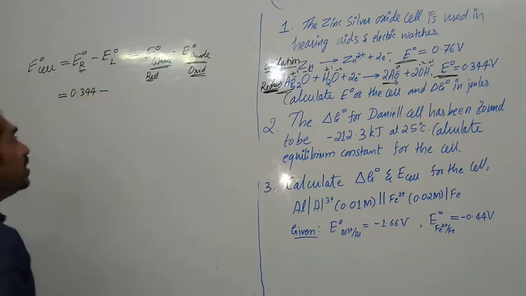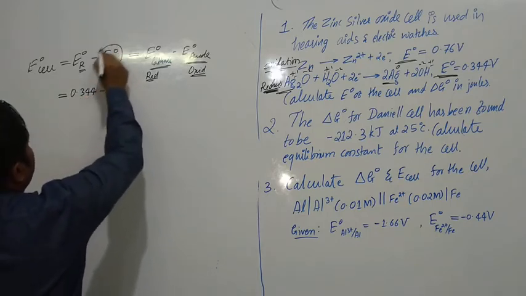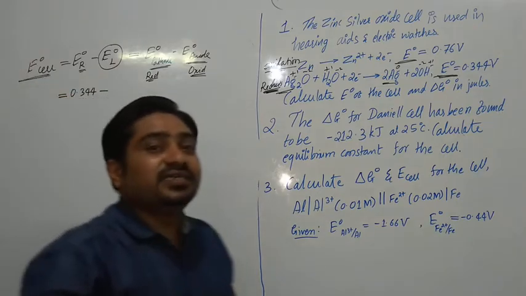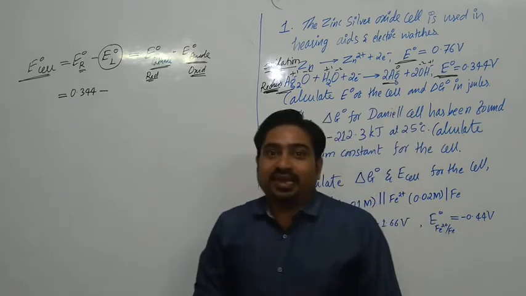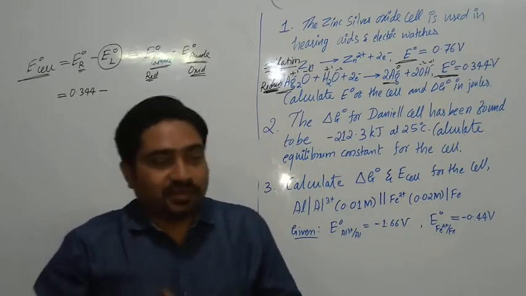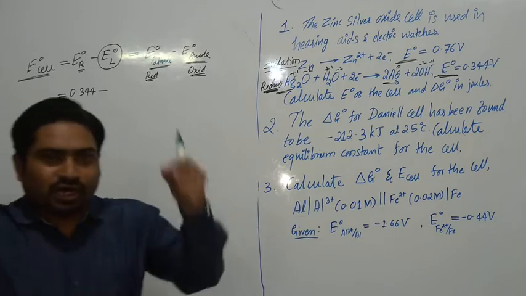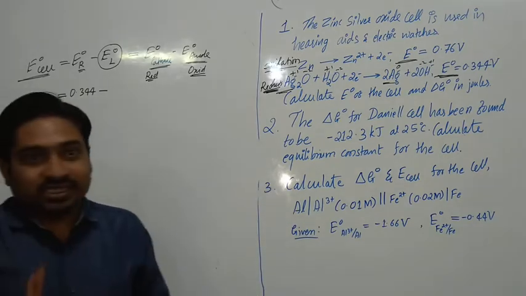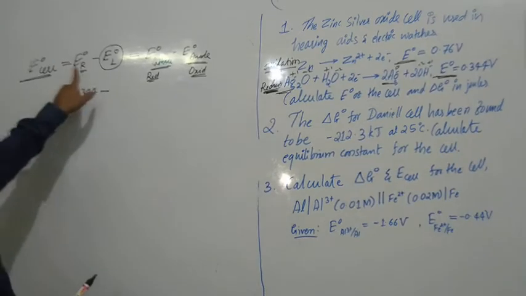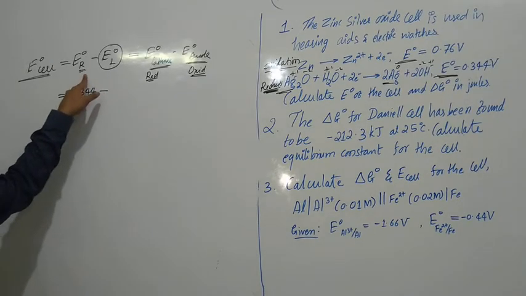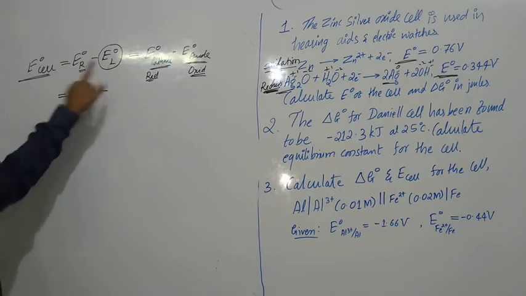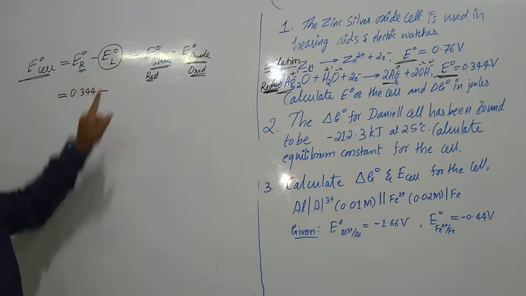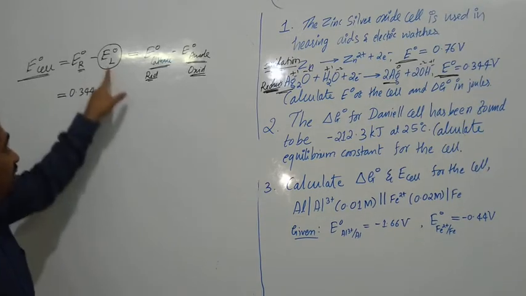0.344 minus. Now comes here, this is important. E naught cell is equal to what? E naught cell is nothing but the standard electrode potential of the cell. According to IUPAC recommendations, we must consider standard reduction potential as the cell potential, isn't it? And for this also we have to consider standard reduction potential. Here also, the standard reduction potential of the cathode minus standard reduction potential of the anode.